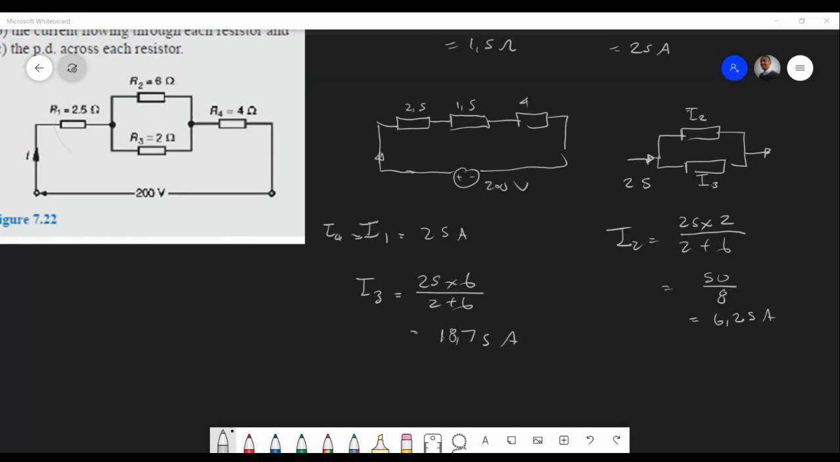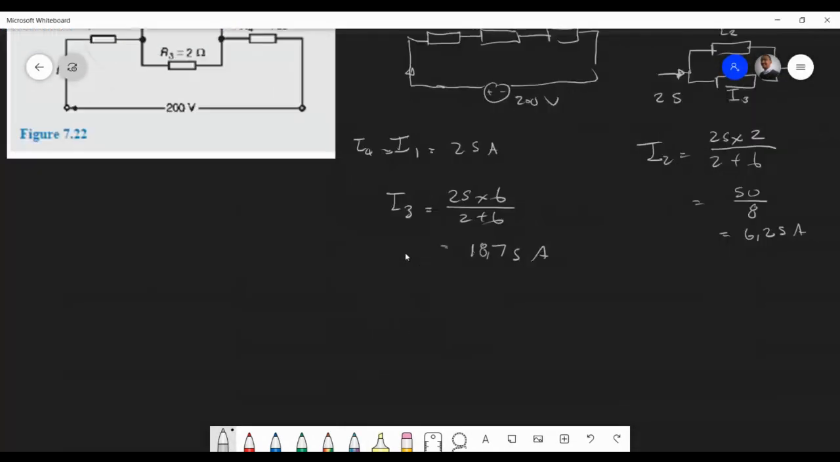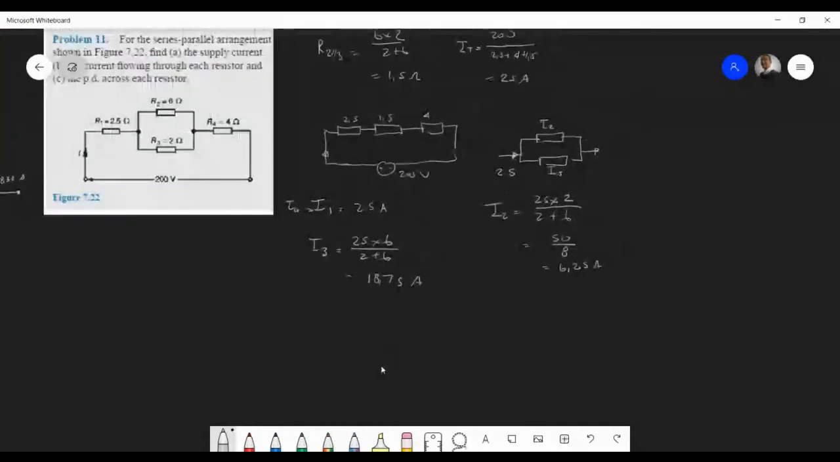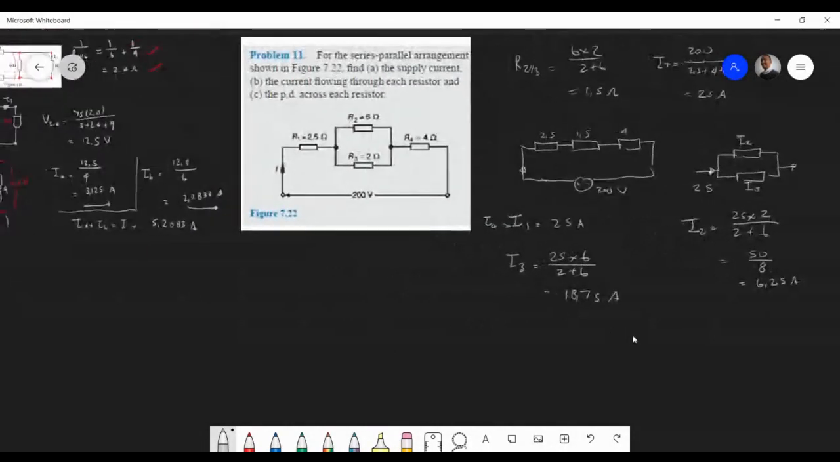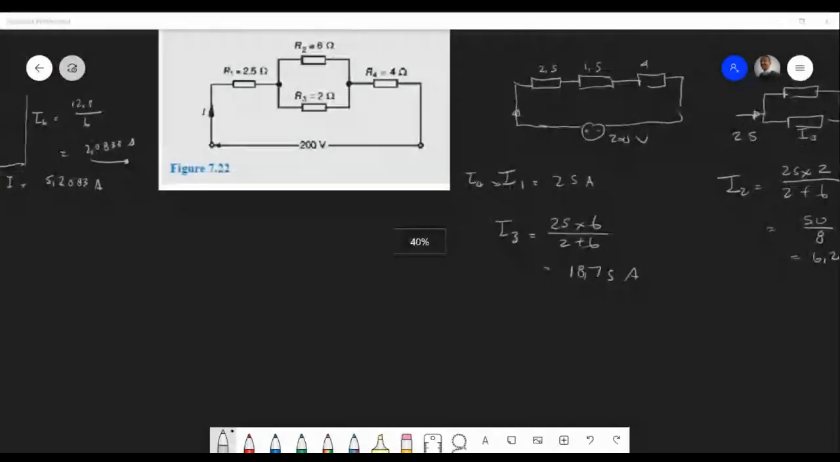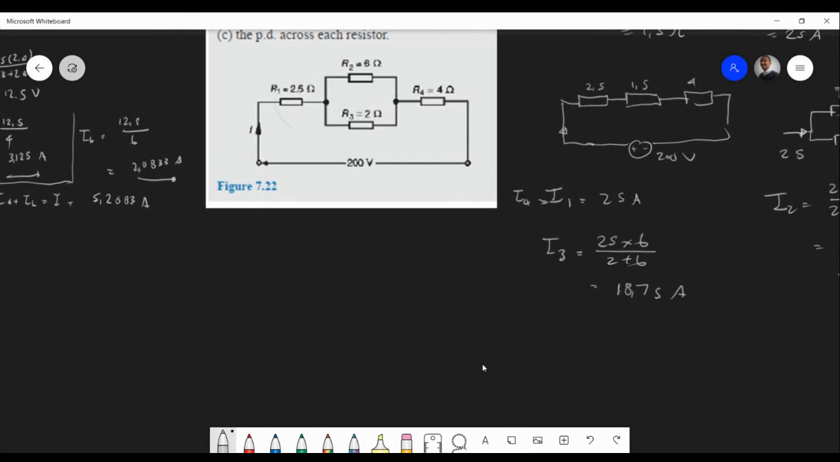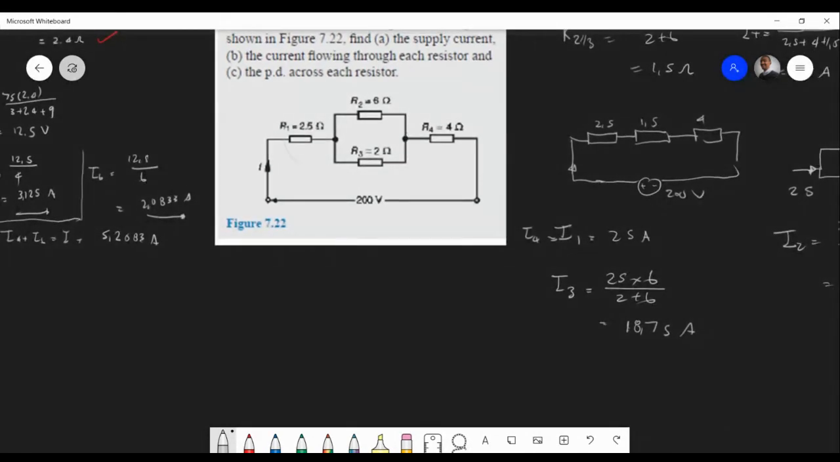Okay, so now the potential difference across each resistor. That's fairly easy. What can we use now to do that? A newfound trickery. We can use voltage division. Right? So can someone find the voltage across V1?